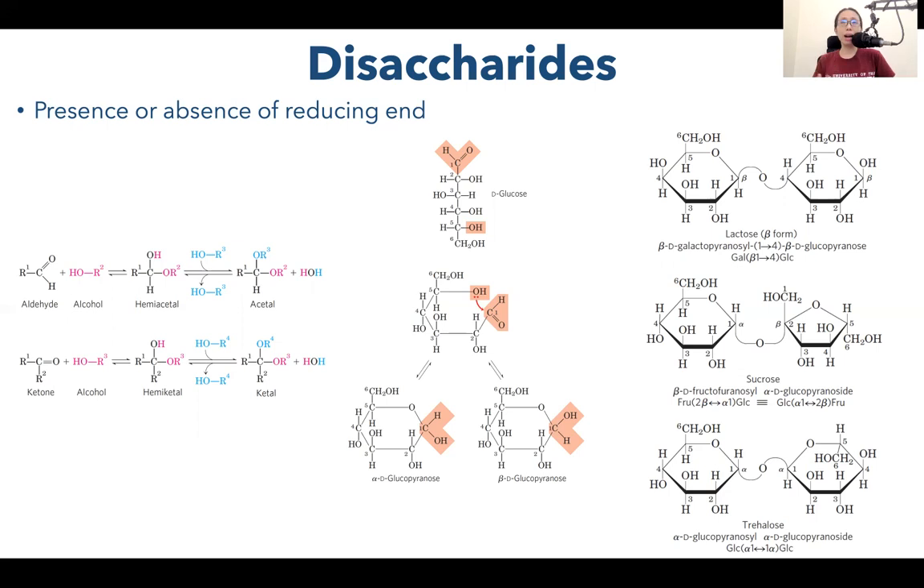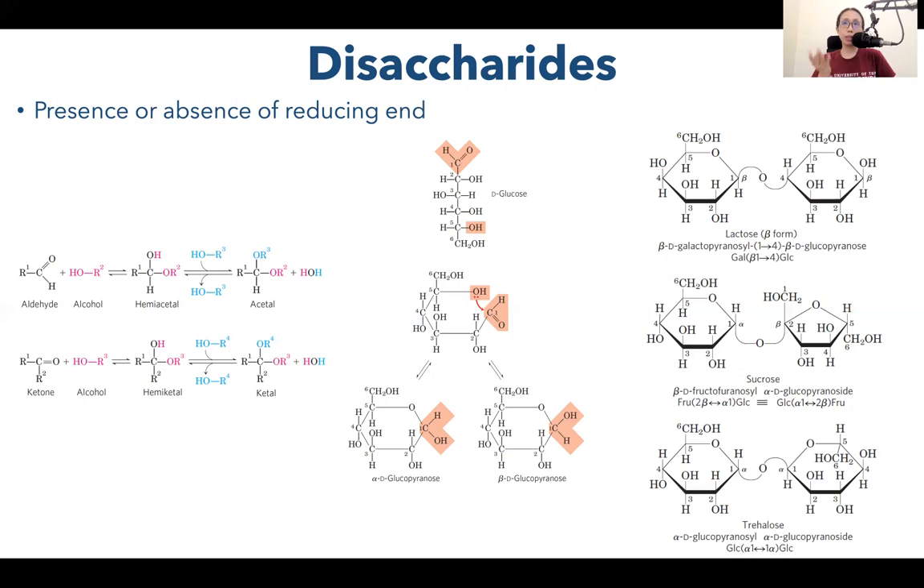When it comes to disaccharides, it's possible for a disaccharide to lose its ability to reduce other substances. Okay, so we call that the reducing end. So the carbon 1, the hemiacetal, is called the reducing end. And in forming disaccharides or other oligosaccharides, it's possible that the carbon 1 in the rightmost end of your oligosaccharide be involved in a glycosidic bond.